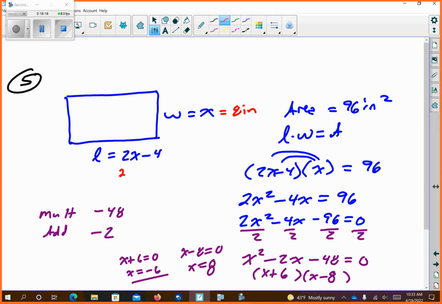Okay, so that means that this is 8 inches. And this one is 2 times 8 minus 4. So that's 16 minus 4. So that's 12 inches. So 12 times 8 is indeed 96. Cool.